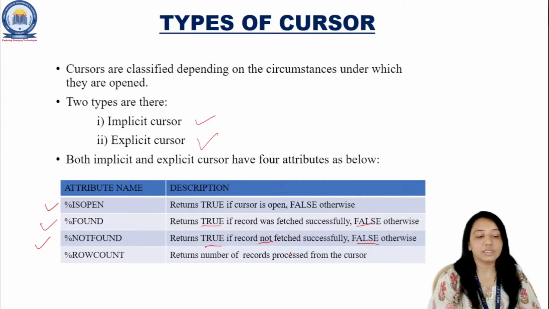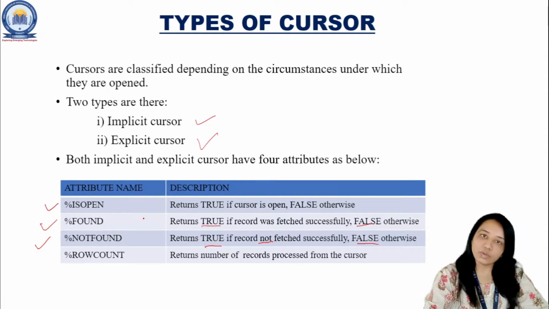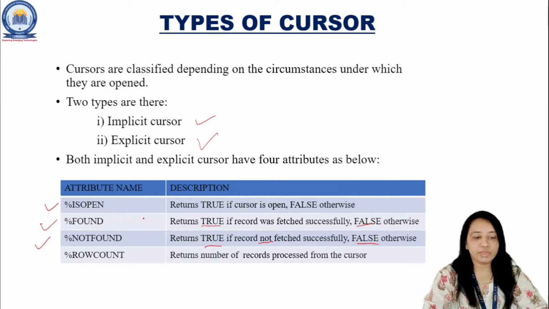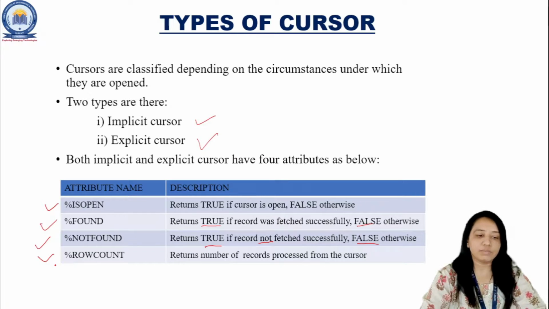%ROWCOUNT returns the number of rows affected. That means if we write an update statement, the number of rows updated is returned. So these are the four basic attributes of cursors that we can check.